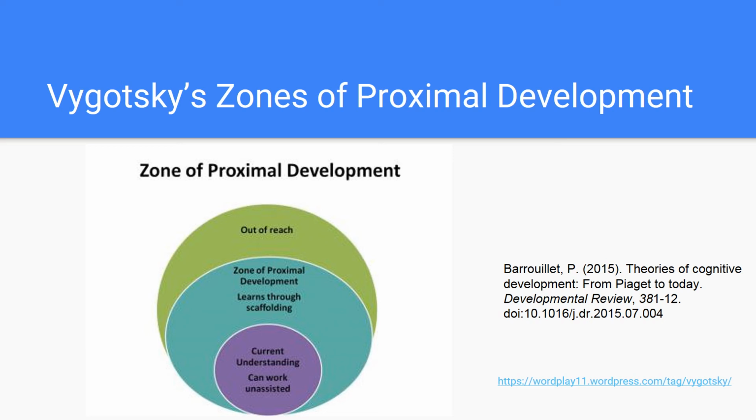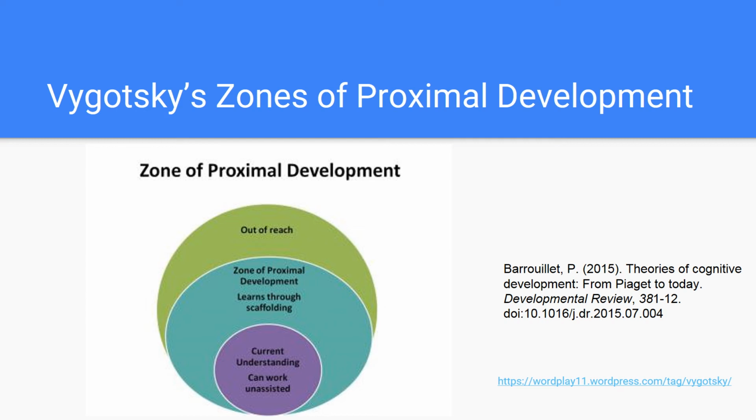Think about scaffolding on a building as it's being built. It's an external support that helps keep things stable while the building is being constructed. In a similar way, scaffolding in Vygotsky's theory is the external support of an adult, a teacher, a therapist, or parent that helps provide stability to the child while they are learning a new task.